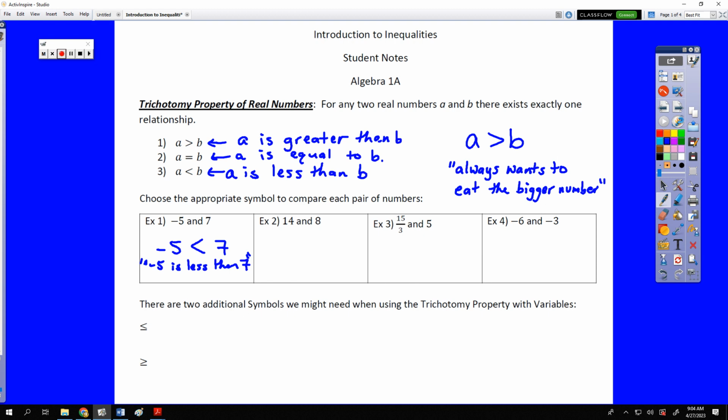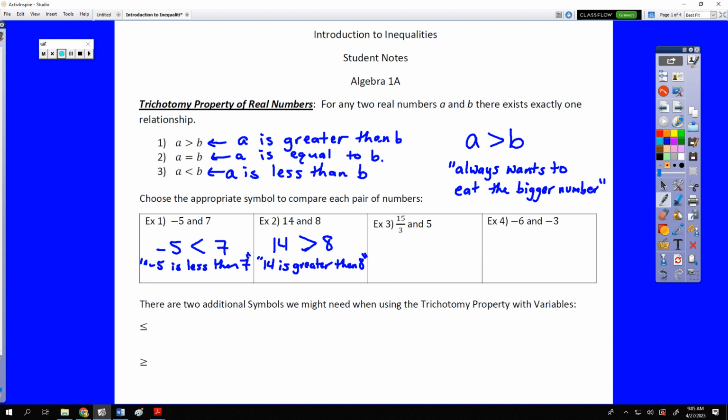Okay, how about the next one? Which number is bigger, 14 or 8? Yeah, 14 is bigger. So that mouth would be trying to eat 14. Okay, in words that would read 14 is greater than 8. 14 is greater than 8.